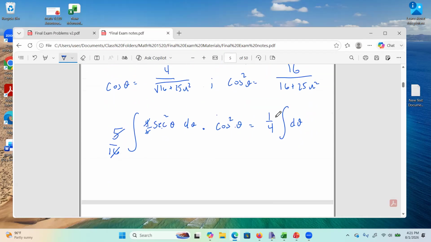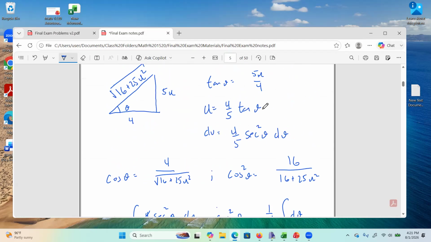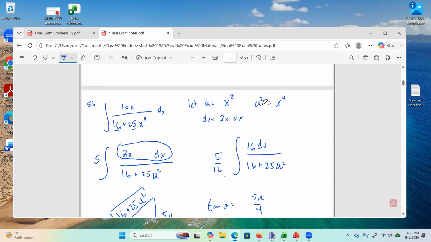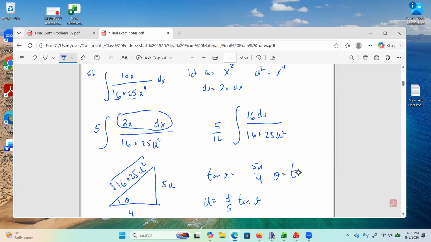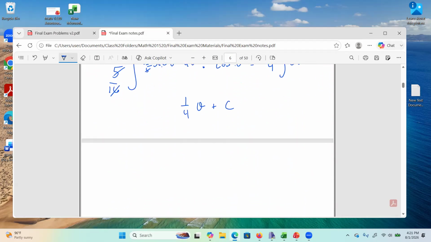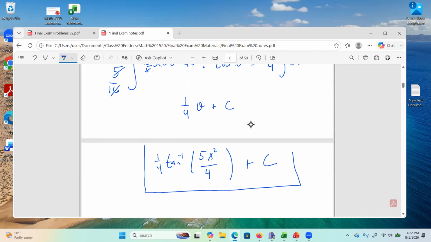So we're looking at 1/4 theta plus c. Now, if I go back up, tangent of theta was equal to 5u over 4, so theta is equal to the inverse tangent of 5u over 4. Let's replace that. We have 1/4 tangent inverse of 5x squared, because that was my u, over 4, plus c. And that's the answer I'm looking for in this problem.